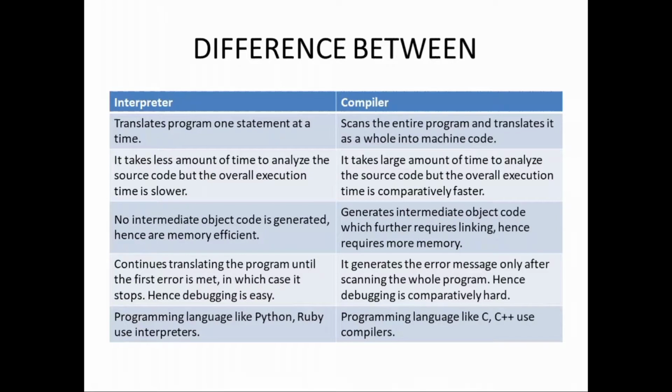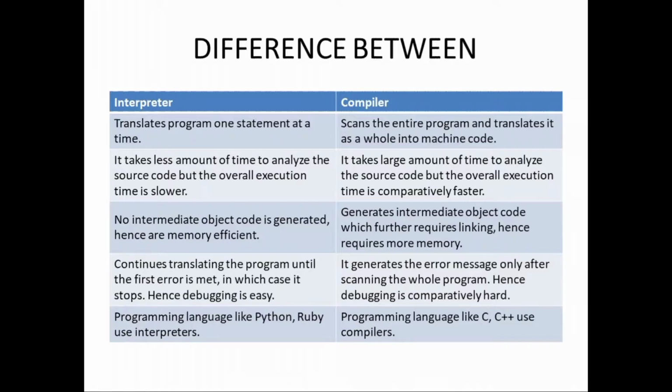But for compilers, the way it works, it has to generate an object code intermittently, and this will now require you to create a linking, which requires more memory. So that means a compiler requires more memory because of the process that it has to go through.